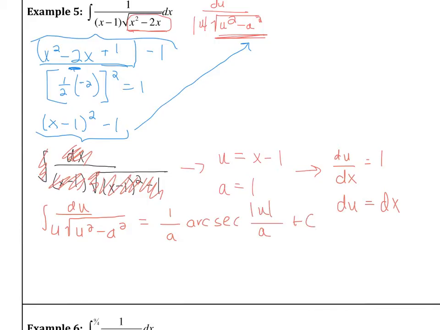And so we have 1 over 1, arcsecant, and let's see, u was x minus 1 over a plus c, and then you could clean that up just to make it a little bit more visually appealing. Okay, on to the next example. Oh, look, a definite integral.